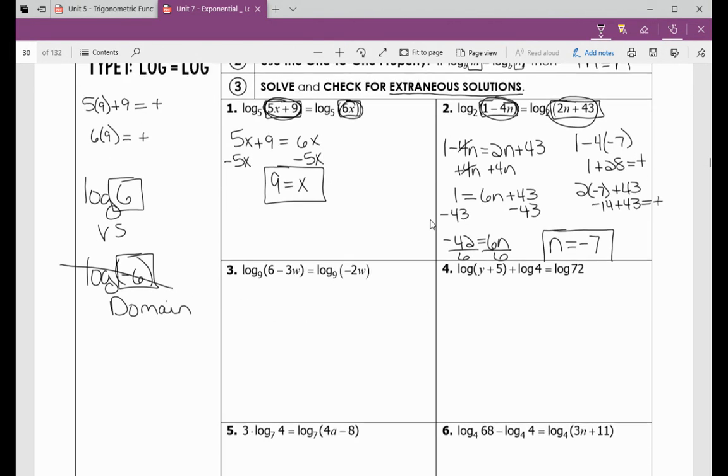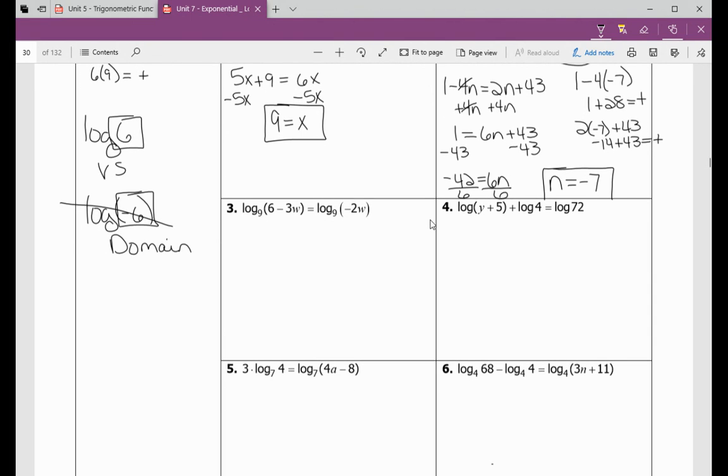So example number 3 does give us a situation where we have no solution. I have a log base 9 equal to a log base 9, so I'm going to take these numbers and set them equal to each other. So 6 minus 3w equals negative 2w. I'm going to add 3w to both sides, and that gives me 6 equals 2w.